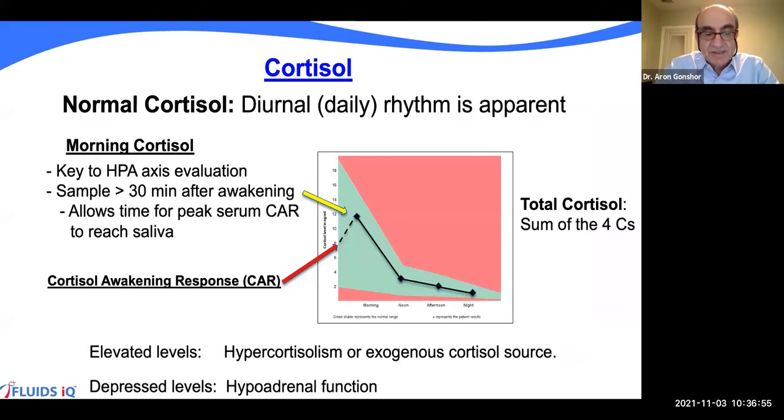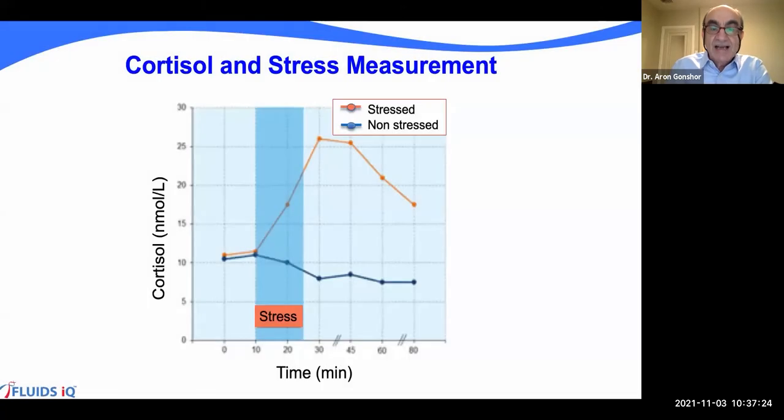And I'm just putting this up as a classic example of normal cortisol when you look at a diurnal daily rhythm where you have the highest level in the morning, as you know, and then it moves down in a curve during the day, ending up in the evening at its lowest levels. And it's very important to look at this diurnal cycle because it tells you whether or not the system is acting properly.